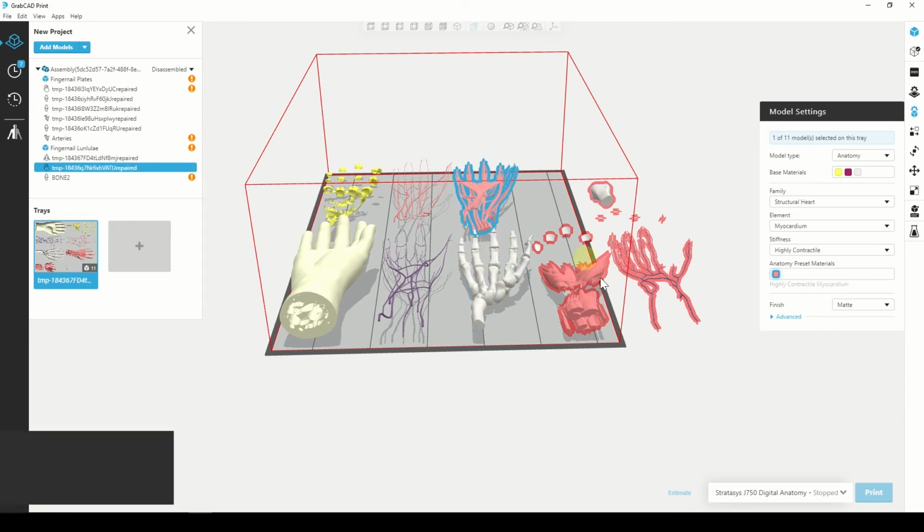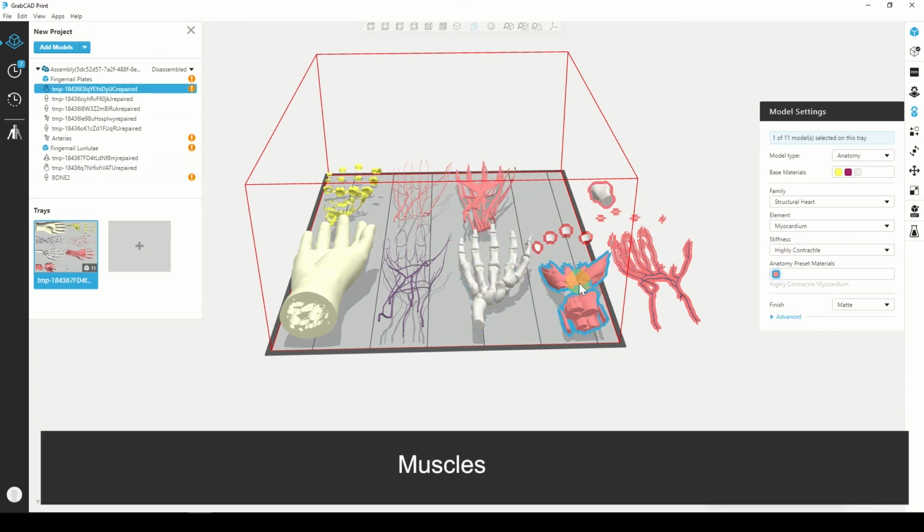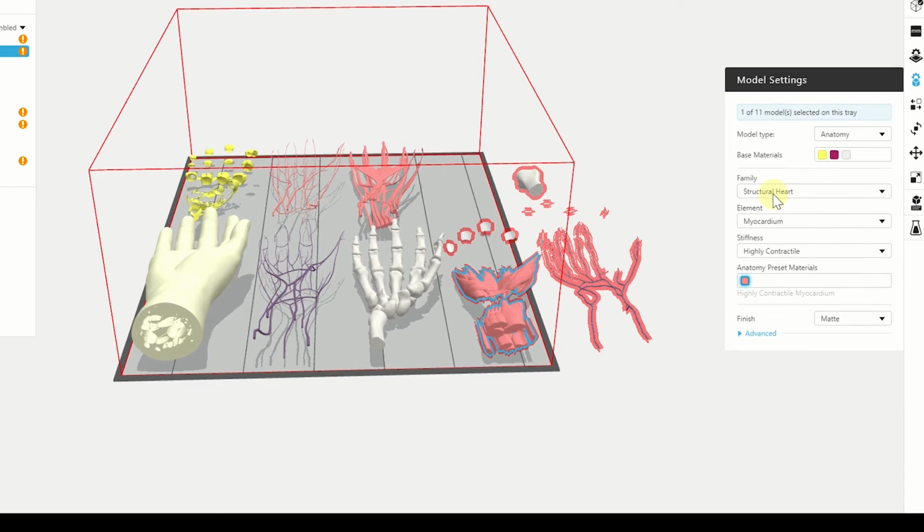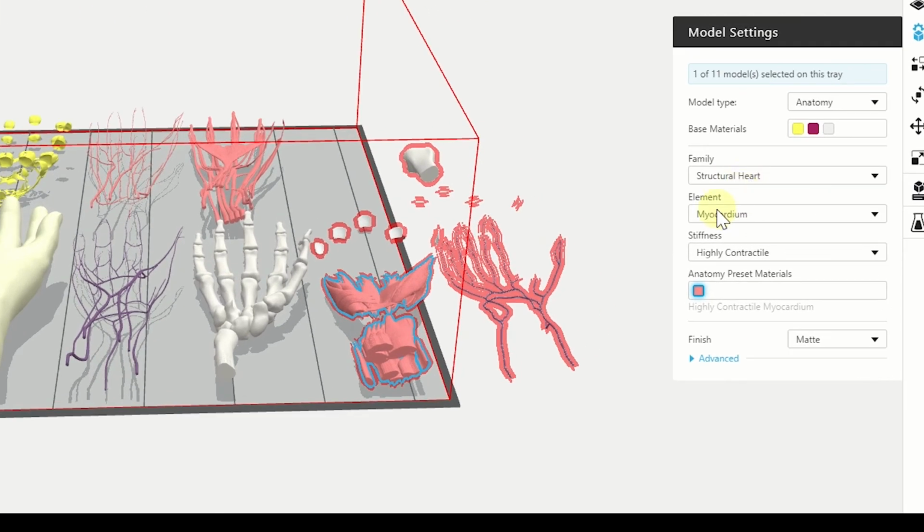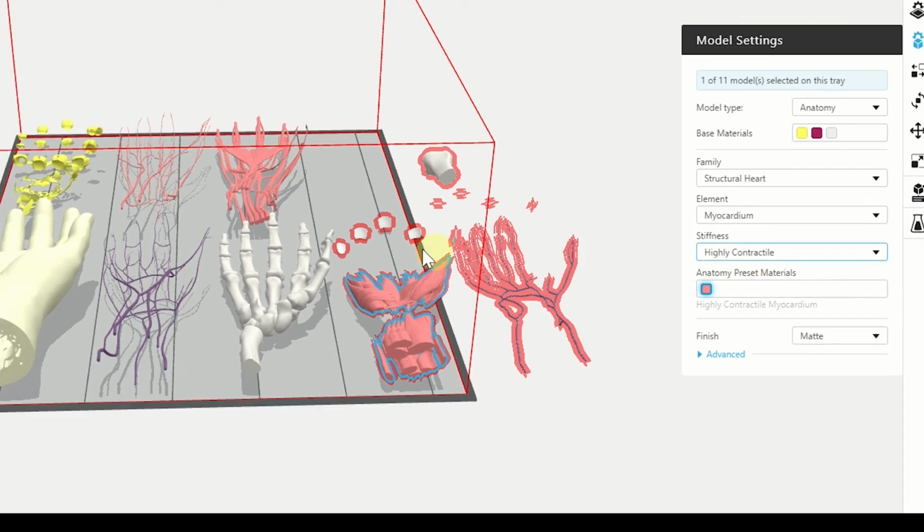We have the muscles here and here that we chose from the Structural Heart Family, the Myocardium element. We don't have a preset for muscles, but the Myocardium element consists of the Tissue Matrix and Agilus in a Gyroid structure, so it's flexible and soft as a muscle. For this we have 5 different stiffnesses, and I chose the Highly Contractile.